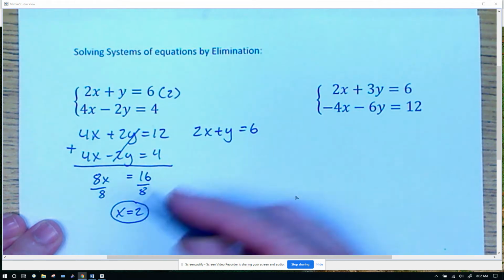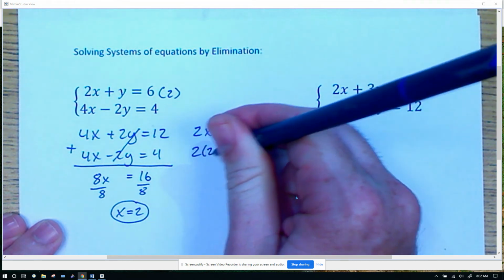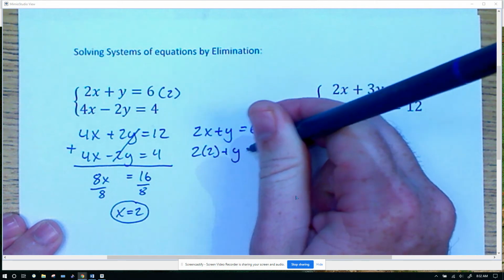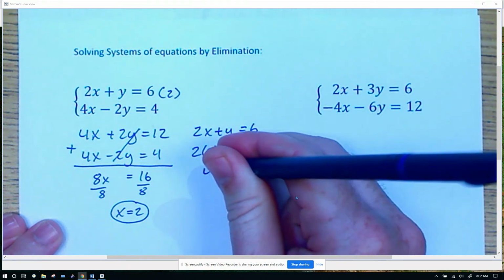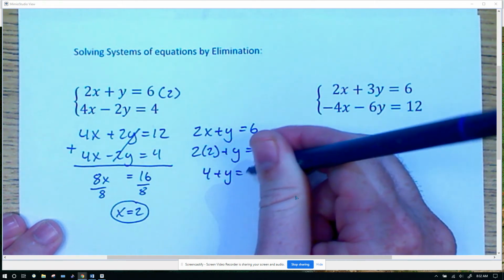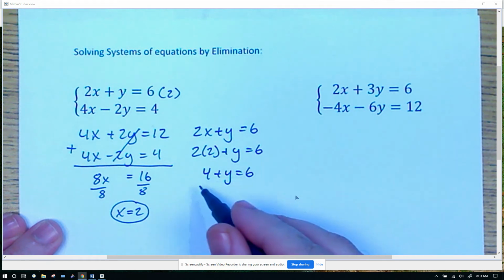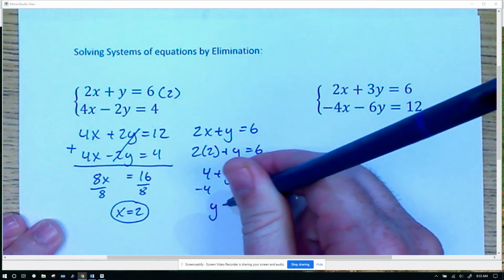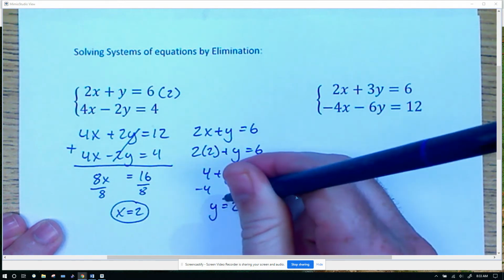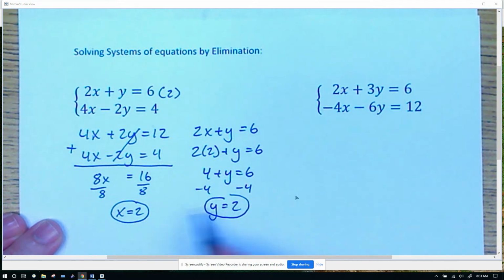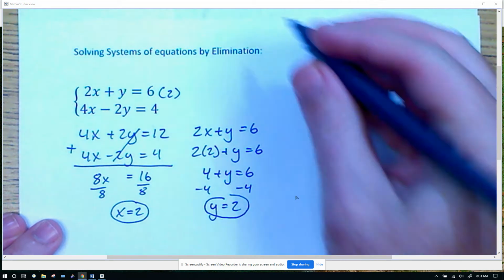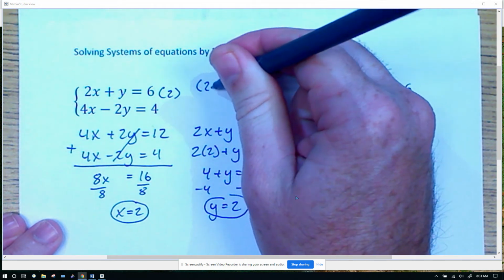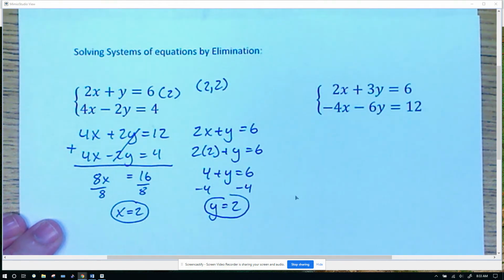I know that x is 2, so it's going to be 2 times 2 plus y equals 6. 2 times 2 is 4, plus y equals 6. And all I have left to do is to subtract 4 on both sides, and I'll be done. And I get 2 also. It's just circumstance that this answer is the same as this one. Most of the time, they're actually different. I can write my answer as an ordered pair, (2, 2), like that.